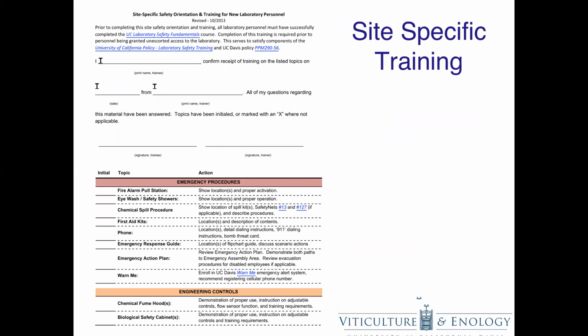Site-specific training. This is an example of the site-specific training checklist. You will need to receive this training prior to beginning work in the laboratory. In this training, you will learn the location and proper use of safety equipment such as personal protective equipment, fire alarms, safety eye washes, spill and first aid kits, chemical fume hoods, and biological safety cabinets. You will also review proper emergency response and ensure that you have read the department-specific emergency action and injury and illness prevention plans, in addition to laboratory-specific standard operating procedures.